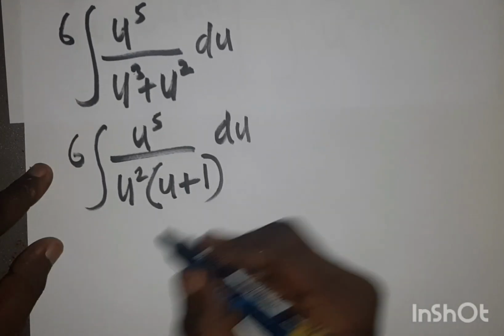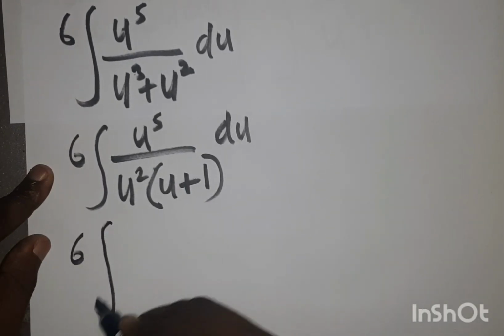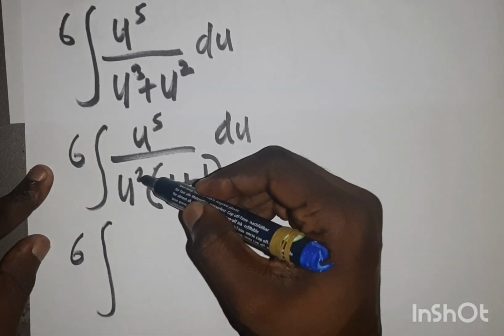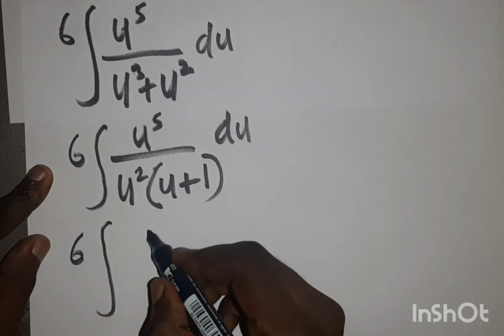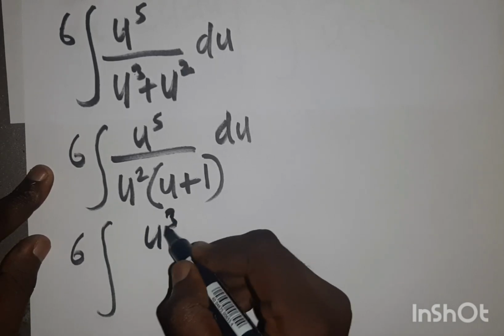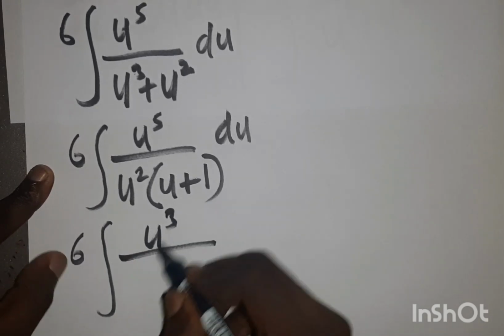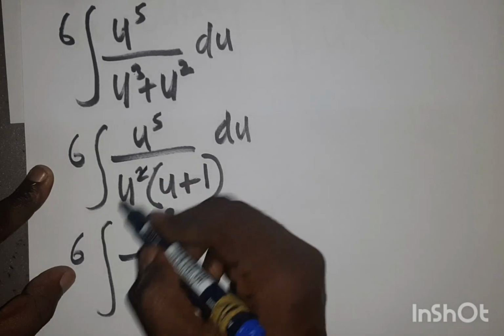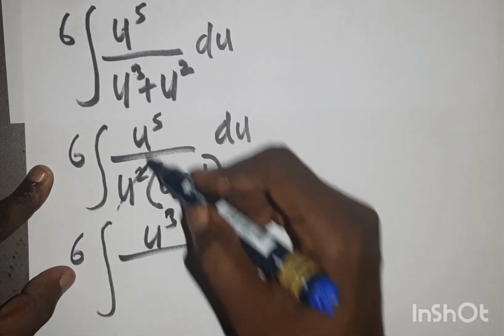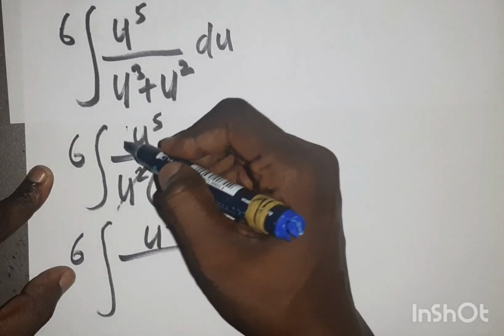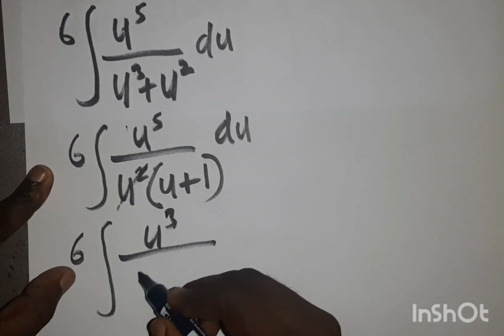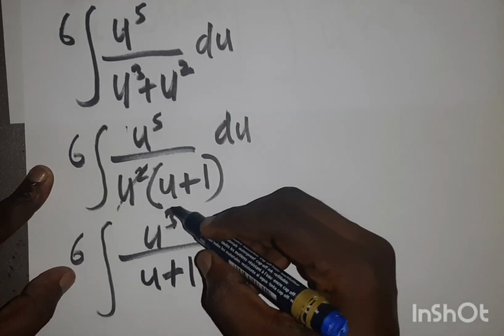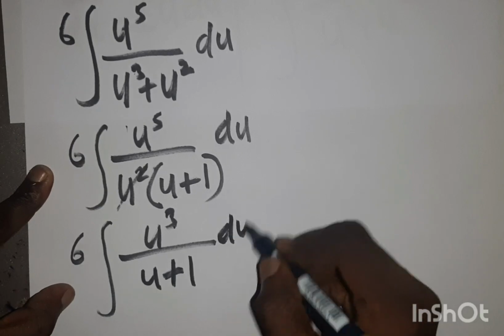Then I can divide this by this. So I'll have 6 times the integral of u raised to the power 5 divided by u raised to the power 2, which gives me u raised to the power 3, over, I'm left with only this one now, since this cancelled out this one. Of course, I still have 1 here, then I'm left with u plus 1. So u raised to the power 3 over u plus 1, and then du.